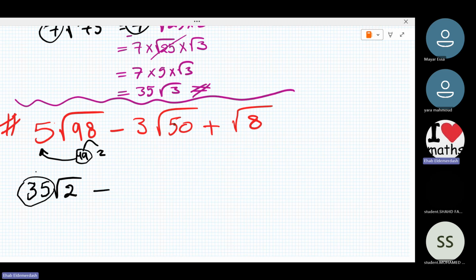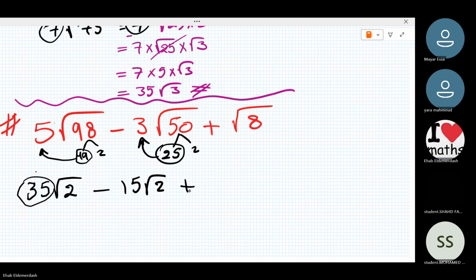3 root 50. How to write it? Negative 15, let me go through it. 25 into 2. The 25 will come out as 5. 5 times the 3 equals 15, and the remaining is root 2.